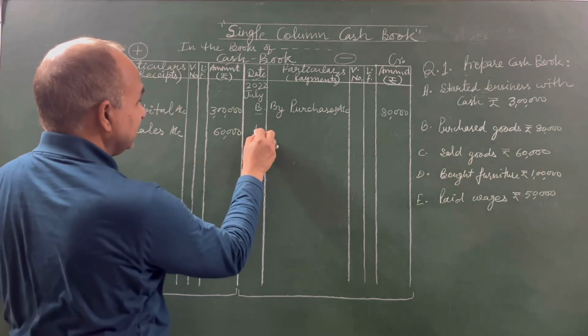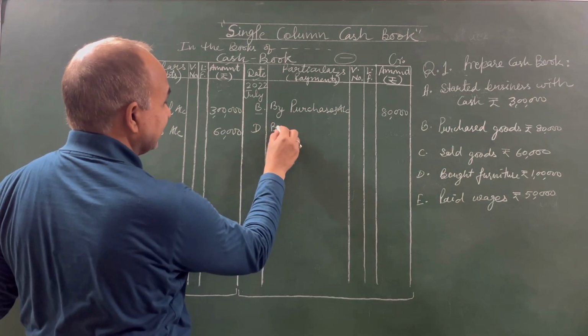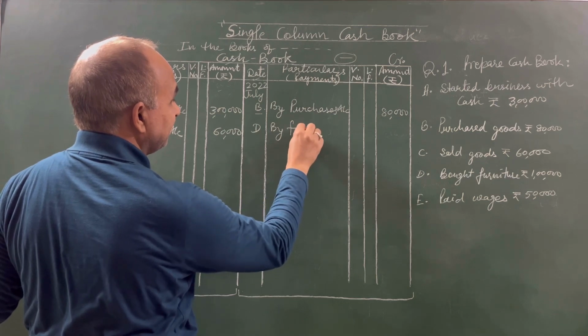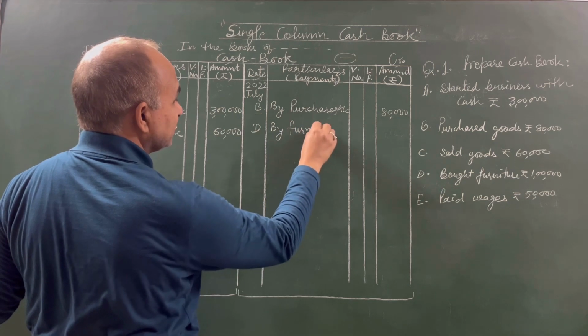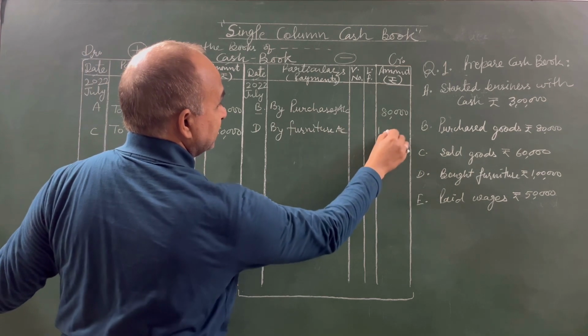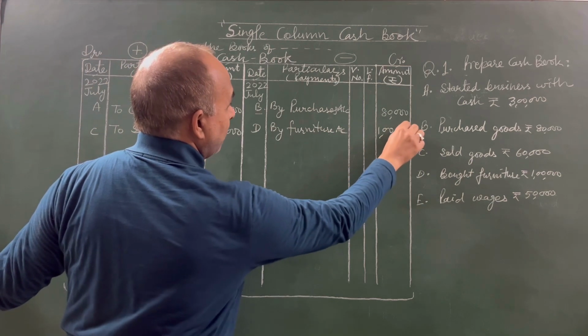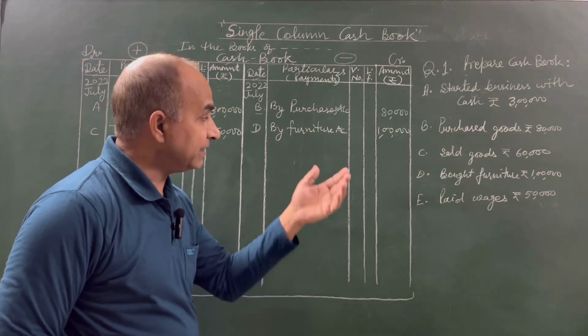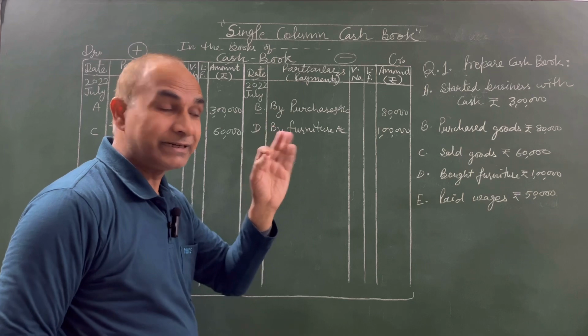So transaction D, we will write here cash is reducing on account of purchase of furniture. We will write here by furniture account cash reduced by rupees 1 lakh. So the fourth transaction is a payment and payment is recorded on the credit side.